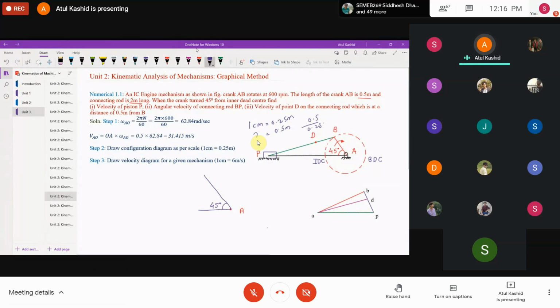And then once you get the point B, the connecting rod length is also given, which is 2 meter long. Again, use the scale. Then keep your compass at the point B and draw one arc over here. So you will get one point, and from A you can extend a straight line which will intersect this arc, and then complete the diagram. Your piston position will be over here. So draw this simple configuration diagram first as per the scale.